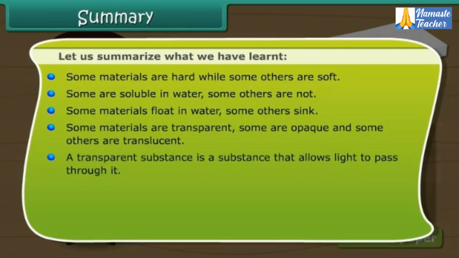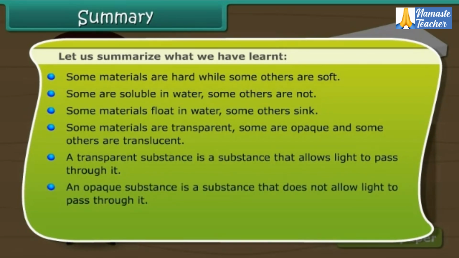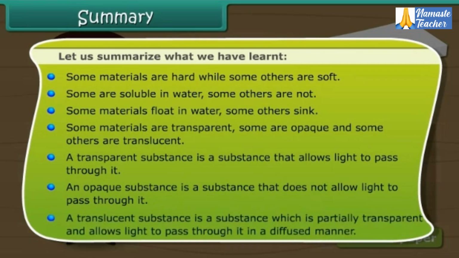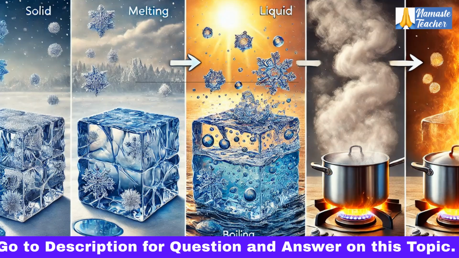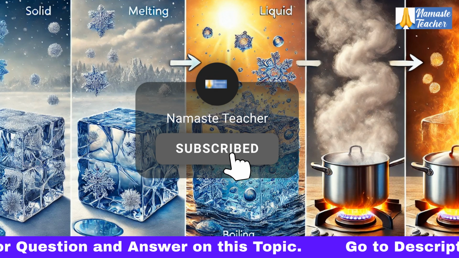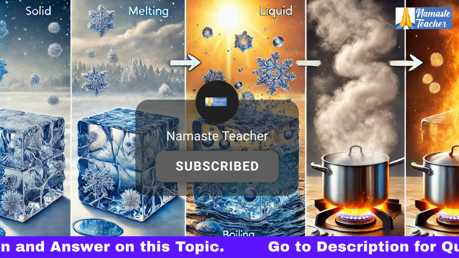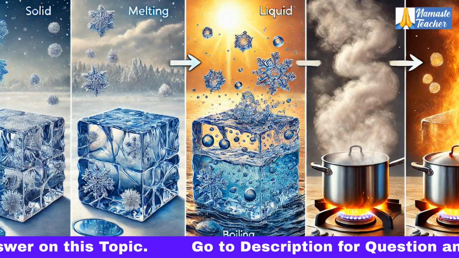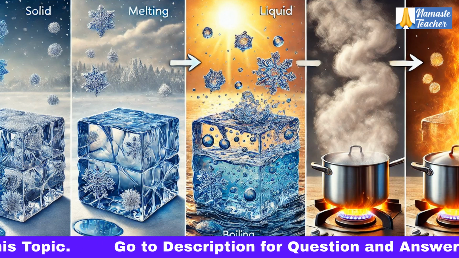A transparent substance is a substance that allows light to pass through it. An opaque substance is a substance that does not allow light to pass through it. A translucent substance is a substance which is partially transparent and allows light to pass through it in a diffused manner. In this video, we explored the fascinating properties of matter, including hardness, solubility, floatability, and more. These concepts are essential for understanding materials in daily life.